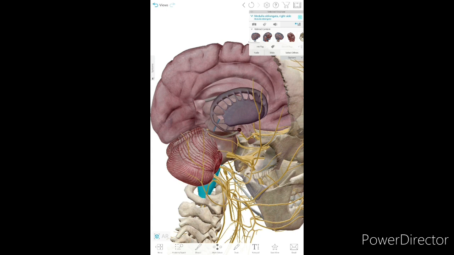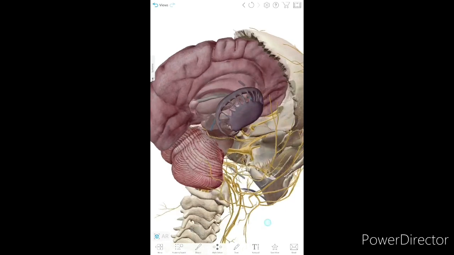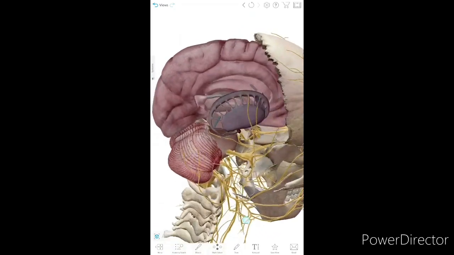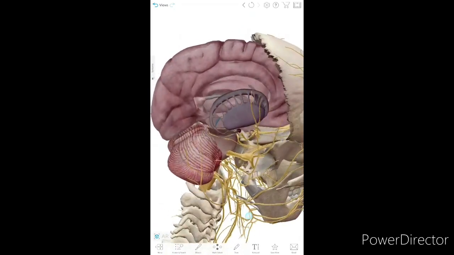Now the internal capsule is a type of projection fiber. Projection fibers are those white fibers which connect the cortical areas to the subcortical areas. The internal capsule is composed of motor fibers as well as sensory fibers.